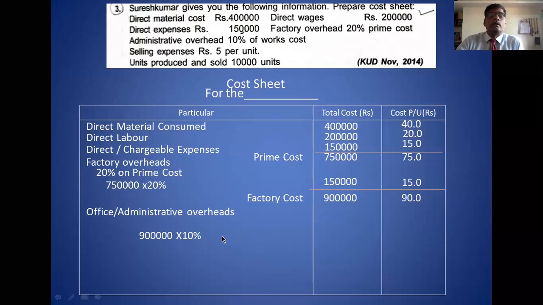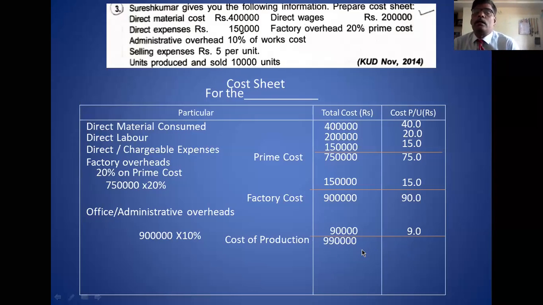Clear? You calculate 10% on 9 lakh. It is 90,000. Divide by 10,000, it is 9. Then total is cost of production. 9,90,000 is the total. Per unit is 99. Cost of production. Then selling and distribution expense.